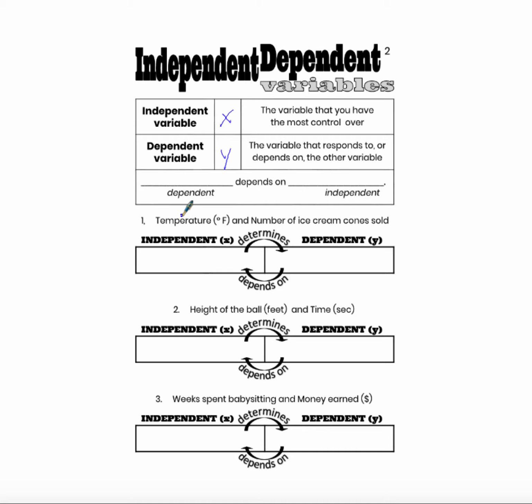For example, here we're looking at temperature and number of ice cream cones sold. Which makes more sense? Temperature depends on how many ice cream cones you sell? No, that doesn't sound right. Actually, the number of ice cream cones you sell depends on the temperature. It depends on how hot it is. That tells me that the number of ice cream cones sold depends on the temperature. Another way to say that is the temperature determines the ice cream cones sold. So here, temperature is my x, ice cream cones sold is my y.